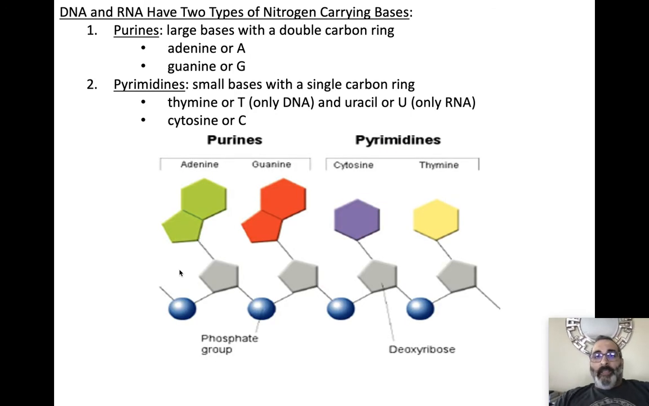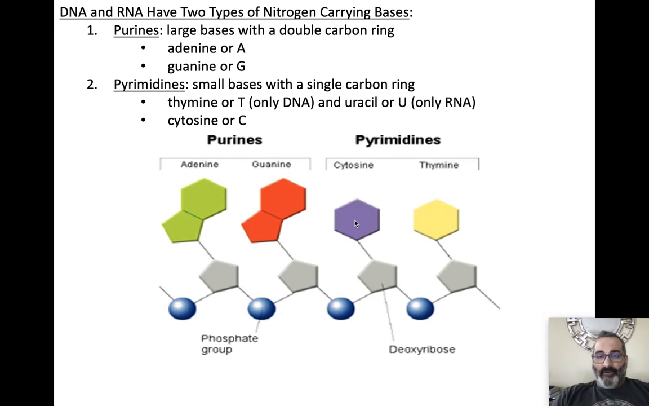The two types of bases in DNA and RNA are classified as either a purine or a pyrimidine. The big difference is this: purines are larger in size. What makes them larger? They have a double ring of carbons, which makes them longer. Pyrimidines have a single carbon ring, so they are smaller.